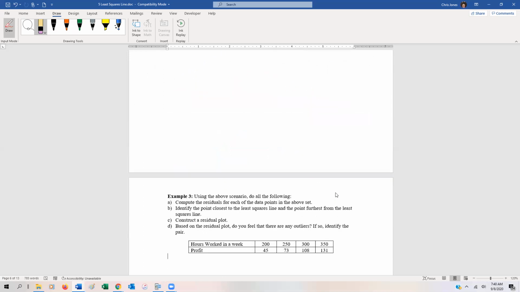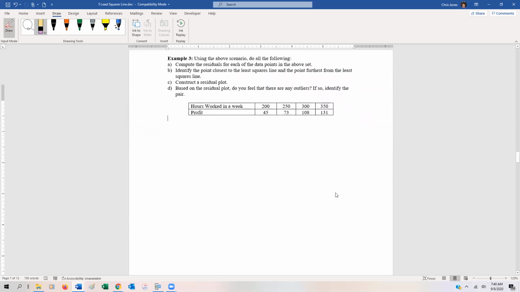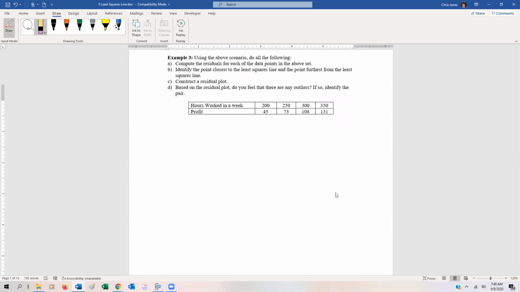So let's go ahead and take a look at an example. We're just going to revisit the example that we just looked at with respect to the hours worked in a week and the profit. We're going to compute the residuals. We're going to identify the point closest and furthest. We're going to construct the residual plot, and then we're going to determine if there are any outliers.